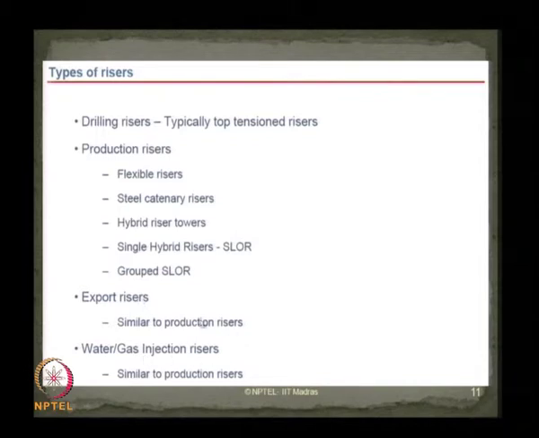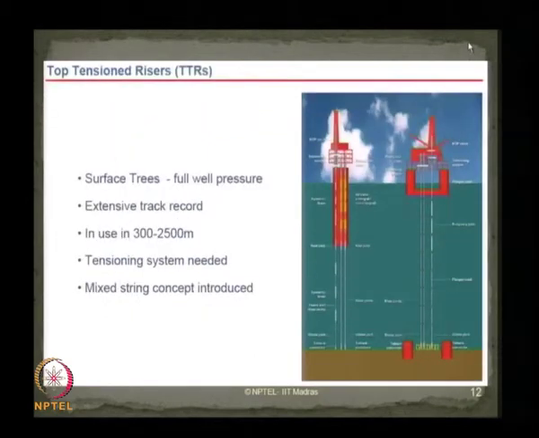If you look at the injection risers, they are also similar to the type of production risers, such as flexible, steel catenary, etc. So, there are different kinds of risers, different types that are generally involved. Essentially, the drilling risers are top tension risers, which are unique in nature in comparison to other types of risers which are used for deep water systems.